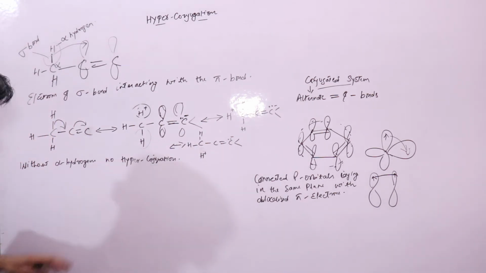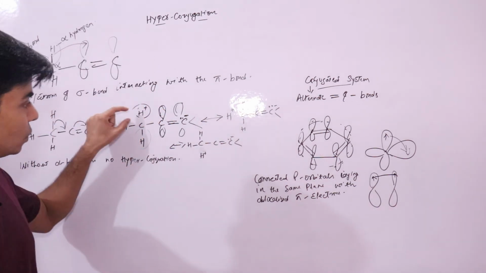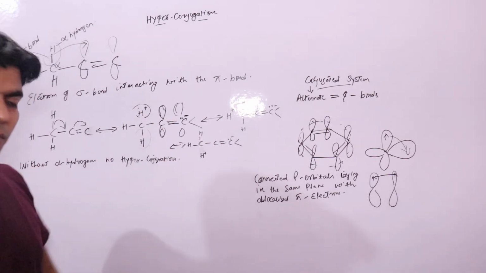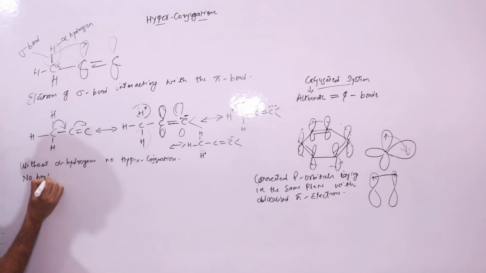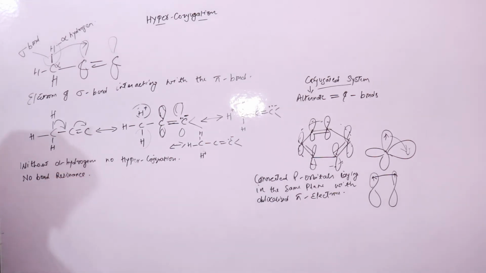So this hyperconjugation we also call no bond resonance, because there is no bond between carbon and hydrogen, but still hydrogen is there. We call it no bond resonance. This is your no bond resonance.